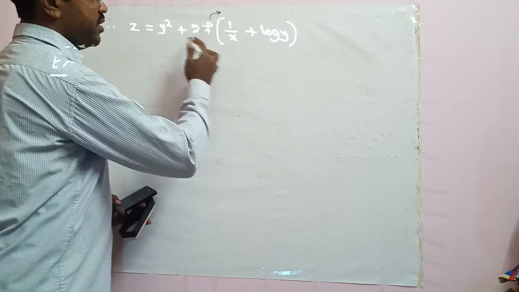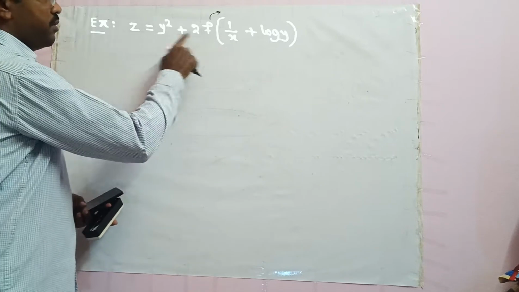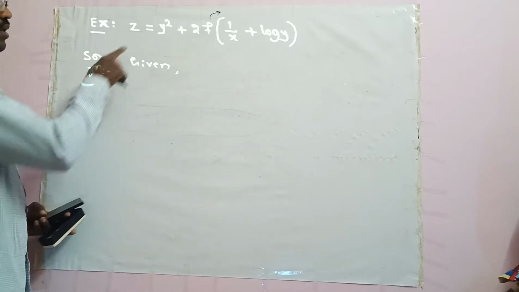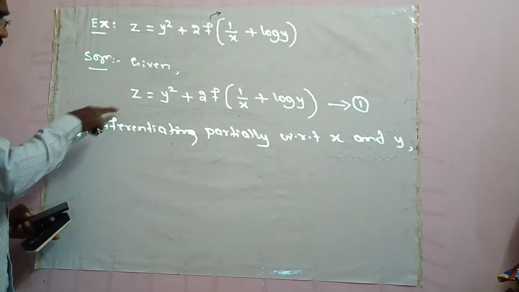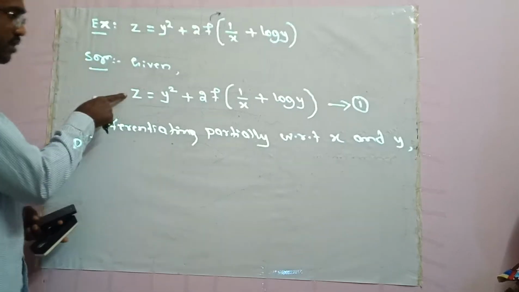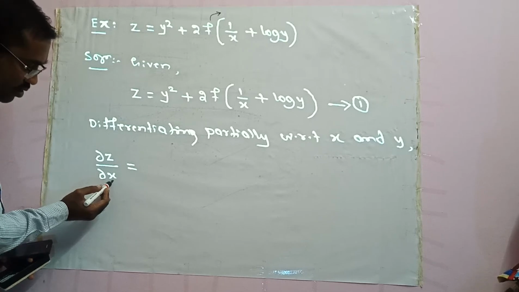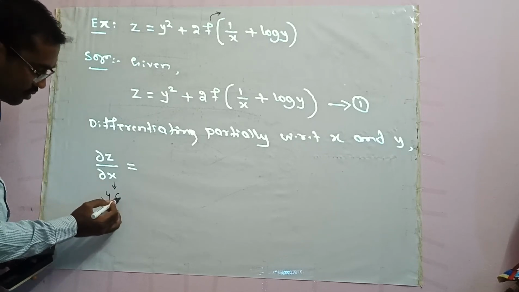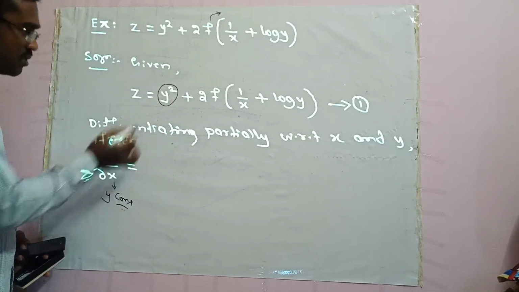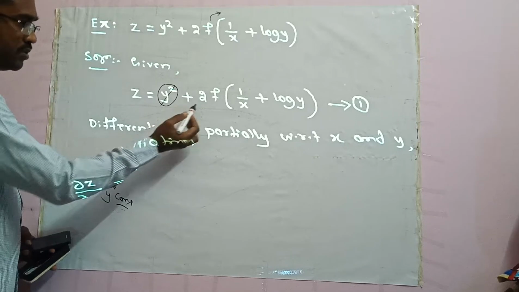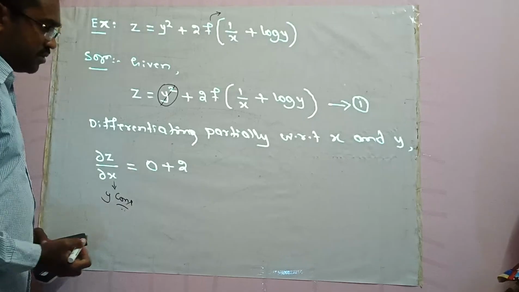As usual, let us differentiate partially with respect to x and with respect to y, because we have two variables here, x and y. Given is z. We take z as equation number 1. Now differentiating partially with respect to x and y. Differentiate with respect to x first. Dou z by dou x is equal to, we are differentiating with respect to x, so your y is constant. What is the differentiation of y square with respect to x? 0 plus 2 is constant, we write as it is.